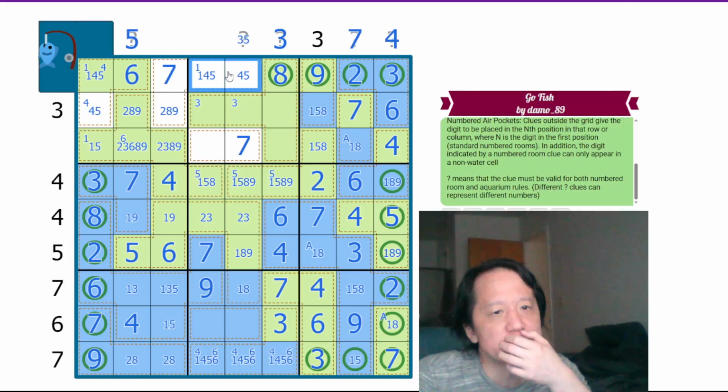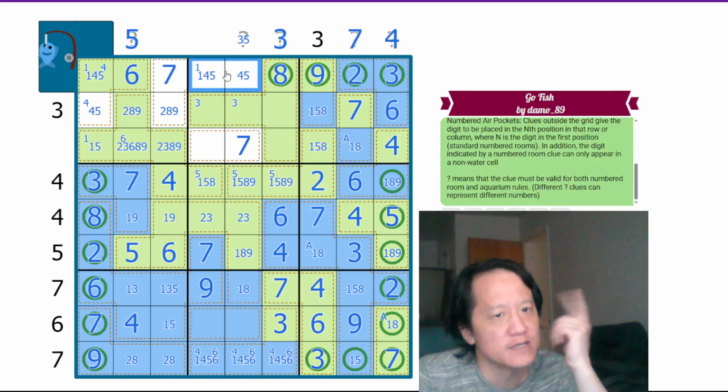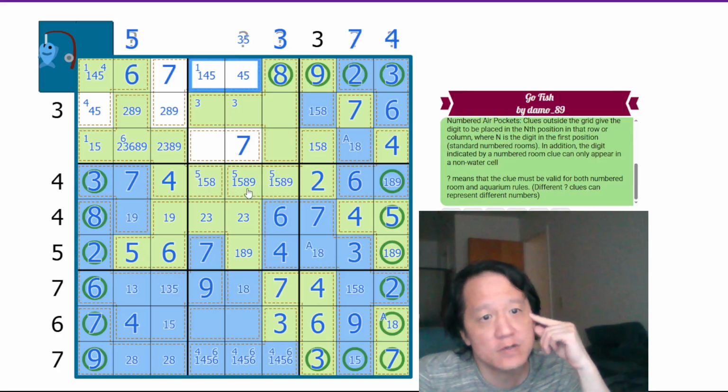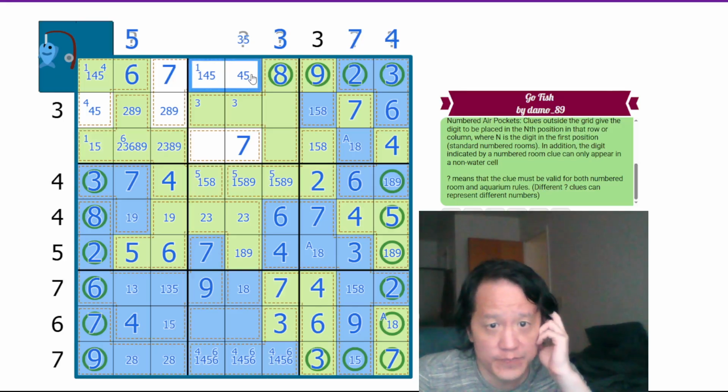This digit has to be one of those 2 digits there. Actually, it doesn't. Yeah, it does. It has to be one of those 2 digits there. This digit has to be one of those two digits there.